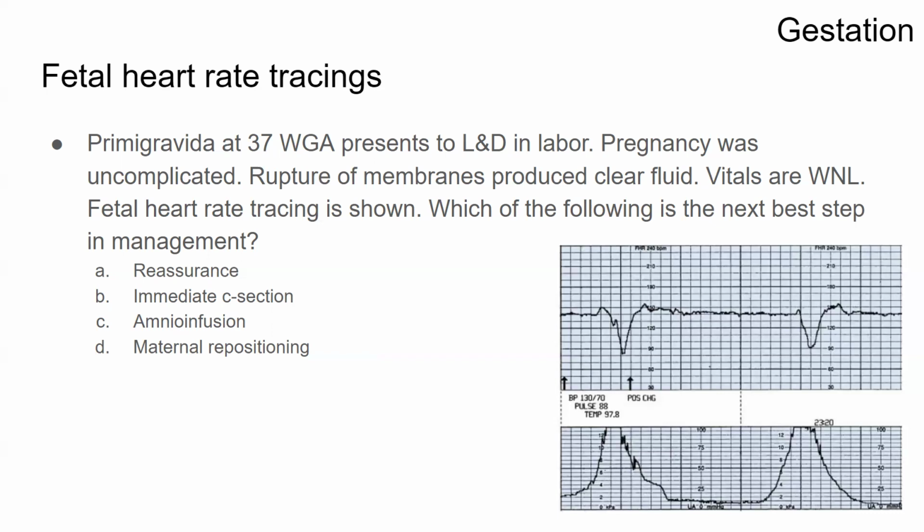I don't want to verbally explain what is on the fetal heart rate tracing because I think it'll give the answer away. But for those of you who are watching the video, take a look at the fetal heart rate tracing, and then I will go over the answer choices. Is it A, reassurance? B, do you do an immediate C-section? C, do you do an amnio infusion? Or D, do you do maternal repositioning?